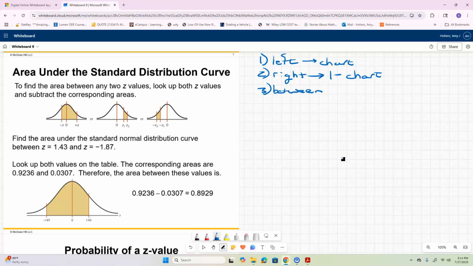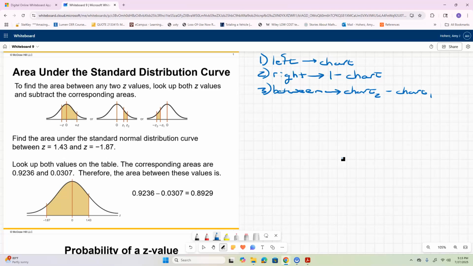And we're going to do this basically the whole rest of the chapter. So if you can get this set in your brain for this first section, then we're just going to do a lot of the same for the rest of the chapter. So for between, we're going to take two different chart values. We're going to find chart value 2 and subtract chart value 1. The largest data value we'll call the second value, the smaller one we'll call the first, and we'll find both of those and then subtract them.